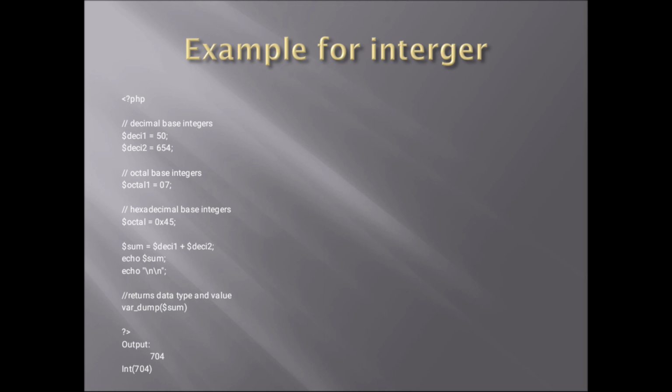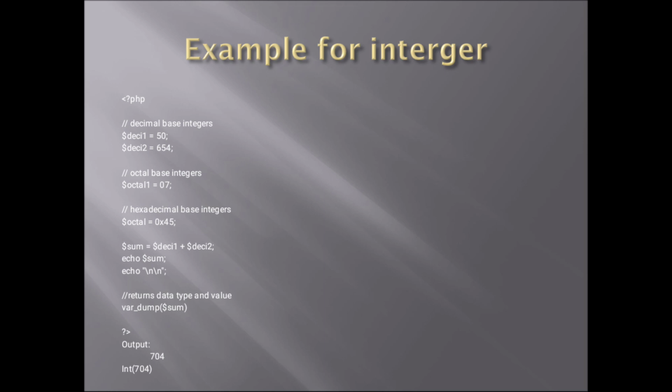Then an octal base integer, using a variable name dollar octal, with some octal numbers. Next, hexadecimal, we use a hexadecimal base integer, with a variable name, or we can use hexadecimal numbers like 0x45.